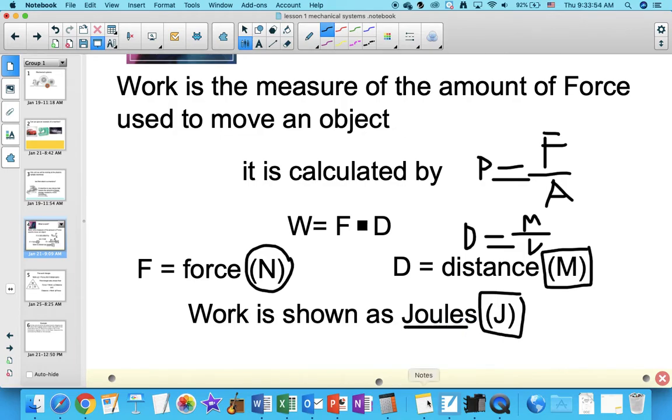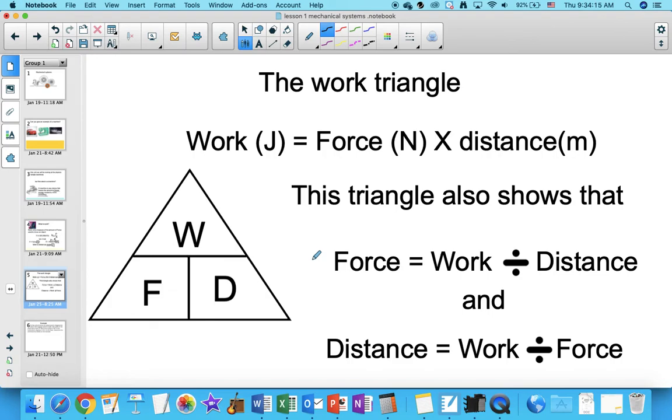So this is important because units are important. When I ask a question, what is the work? You need to give me the answer in joules. If I give you the question, what is the force? You need to give me the answer in newtons and distance in meters. So you need to be able to know force is in newtons, distance is in meters, work is in joules. So this is the work-force triangle, right? Again, work in joules equals force newtons times distance meters.